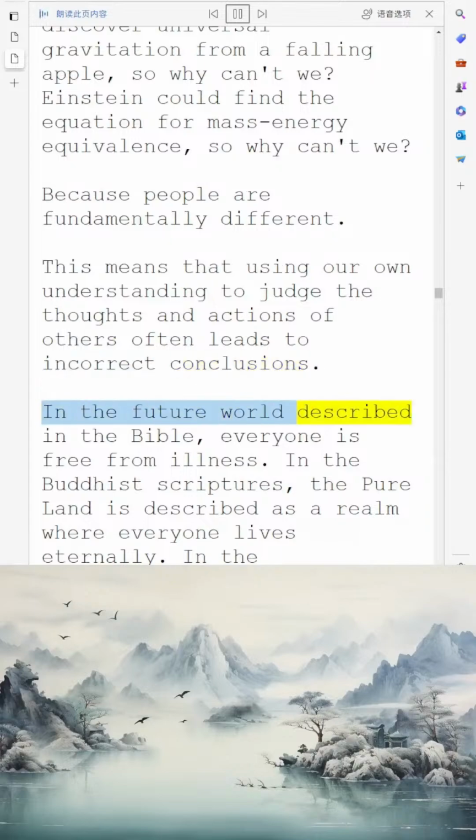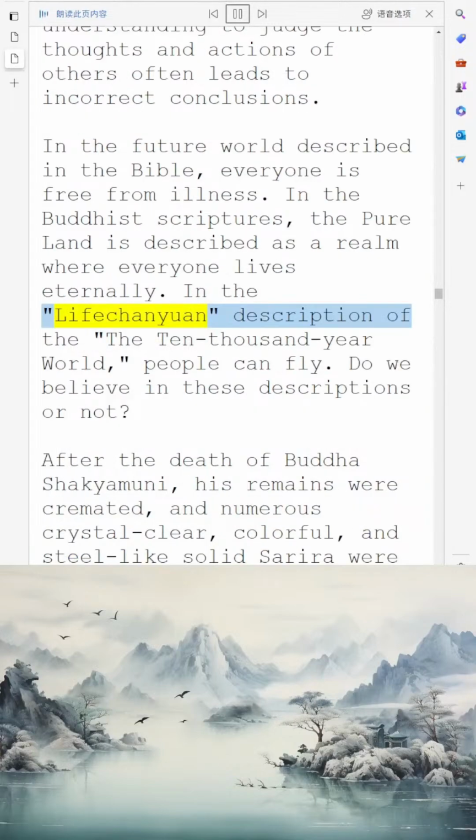In the future world described in the Bible, everyone is free from illness. In the Buddhist scriptures, the Pure Land is described as a realm where everyone lives eternally. In the Life of Chanyuan description of the 10,000-year world, people can fly. Do we believe in these descriptions or not?